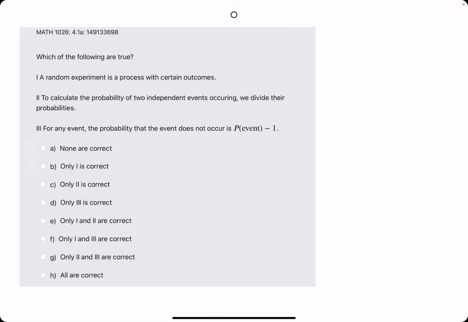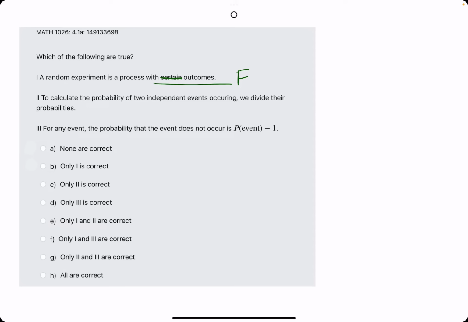Let's do 2 more examples. Number 1, a random experiment is a process with certain outcomes. By certain, they mean like they know exactly what the outcomes are going to be, like particular, very specific outcomes. And this is false. A random experiment is one with random outcomes. And so that is false.